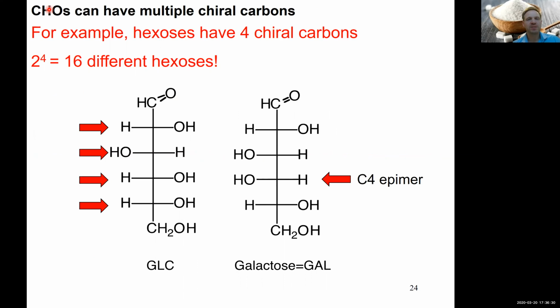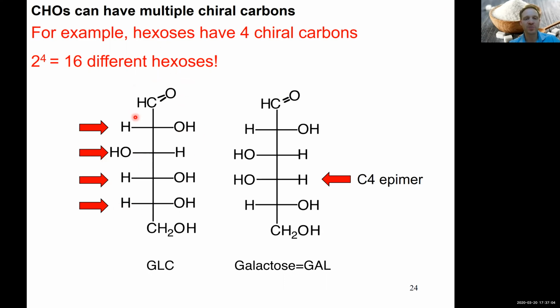And so as I said, hexoses, other sugars can have multiple chiral carbons, making them really diverse in their structure. For example, for a simple hexose or a 6-carbon sugar, we can have 2 to the power of 4, so 16 different kinds of sugars, all of which could have different bioactivities based on their stereoisomeric properties. And so speaking of the epimers then, right here again, we have a sort of a prime example of glucose.